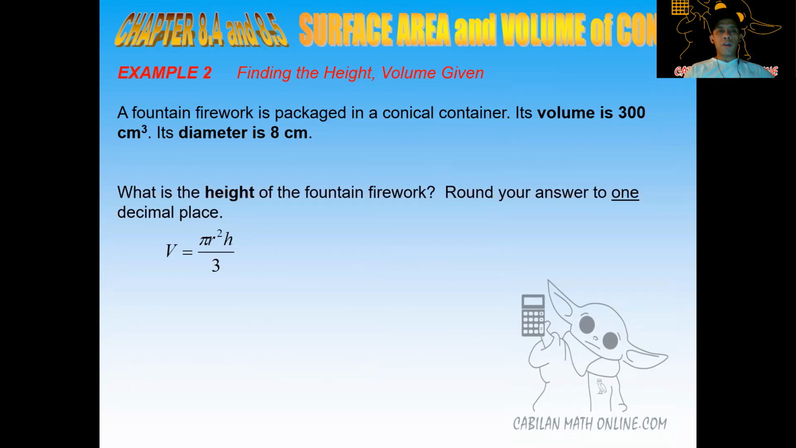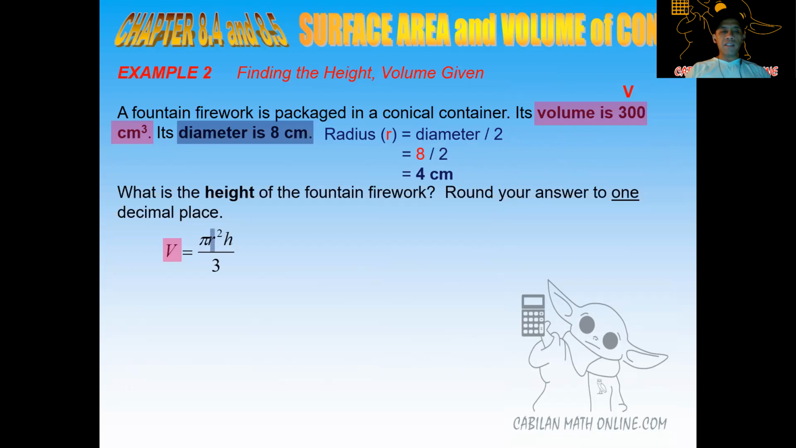The next thing we want to do here is to put that 300 in for the V and see what else we have. All right, now we have a diameter of 8 centimeters. We've got a problem because we want radius. So remember, diameter is the entire distance across the bottom circular face. In order for us to find the radius, which is half of that, from the center of the circular face to the edge of it, we just need to take that divided by 2, and that's going to give me 4 centimeters. All right, and that's going to replace the R.